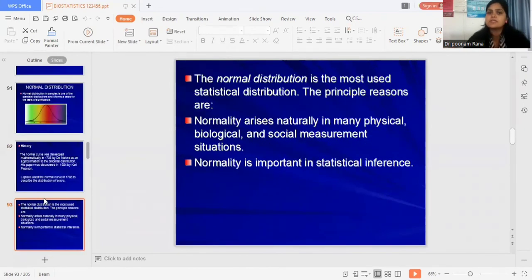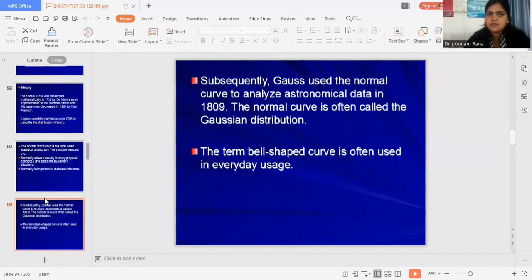The normal distribution is the most used statistical distribution and the principal reasons are: normality arises naturally in many physical, biological and social measurement situations, and normality is important in statistical inference. Subsequently, Gauss used the normal curve to analyze data in 1809. The normal curve is often called the Gaussian distribution curve, or simply the Gaussian distribution. The term bell-shaped curve is often used in everyday usage.